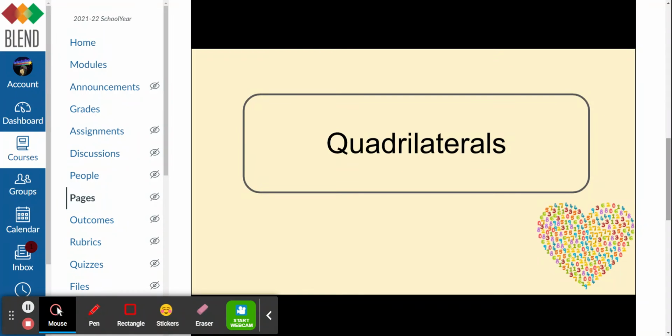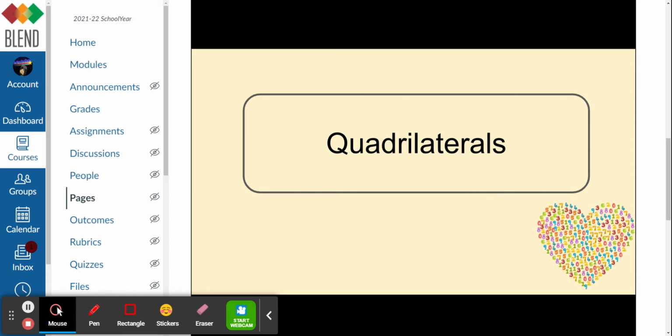Why, hello. Today we're talking about quadrilaterals. All of your favorite friends that have four sides and are polygons are quadrilaterals. That means things like rectangles and squares and trapezoids and parallelograms and rhomboids, rhombi. All right, so let's take a look at quadrilaterals.